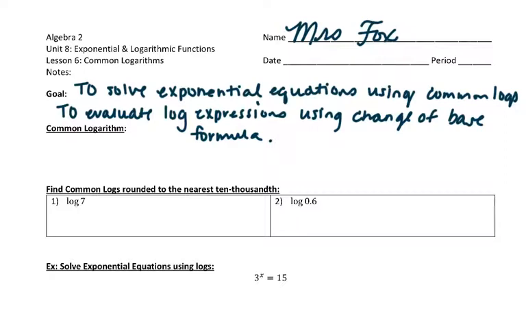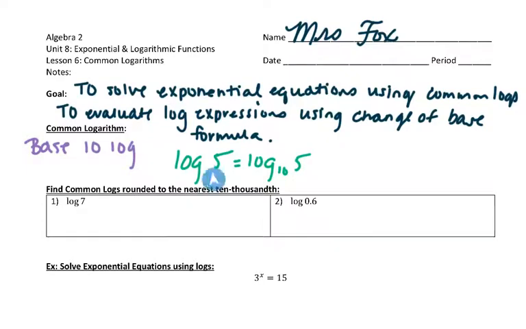So what is a common logarithm? A common logarithm is a base 10 logarithm. For example, if I were to write out log 5, what this actually is is log base 10 of 5. When there's no base written, it's going to be 10. That's the common log. It's kind of like when we don't write an exponent, we assume that it's 1. When we don't write a base, we assume that it's 10.